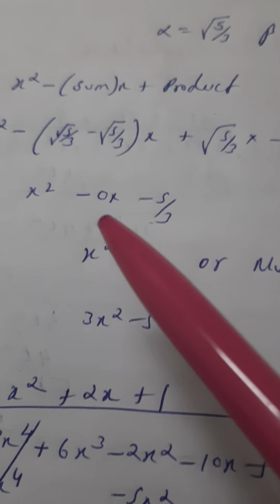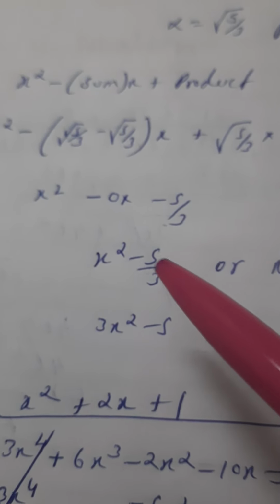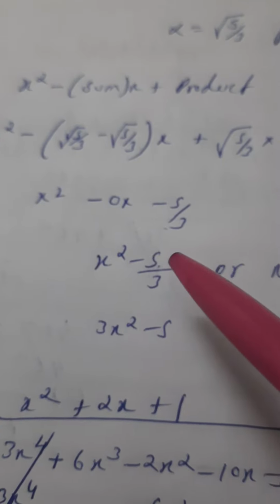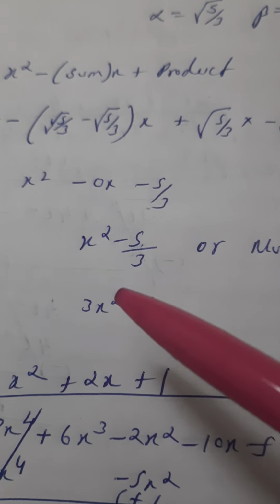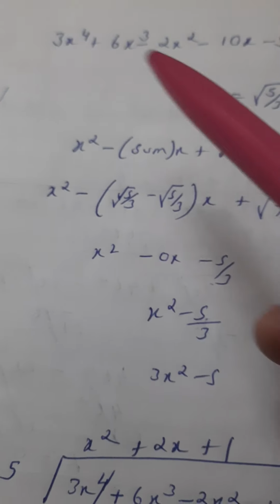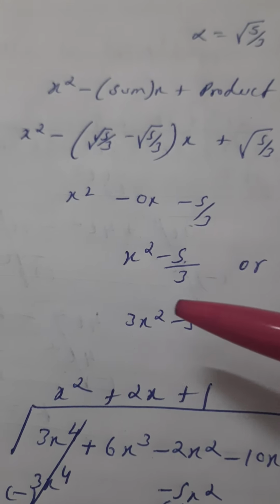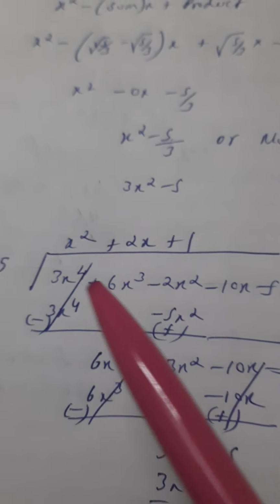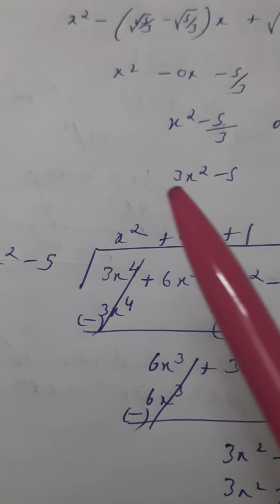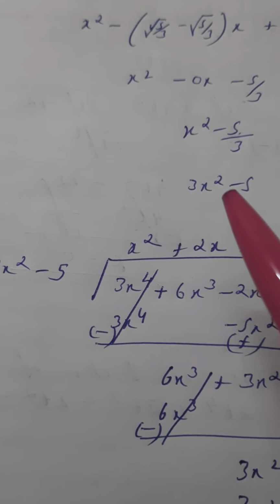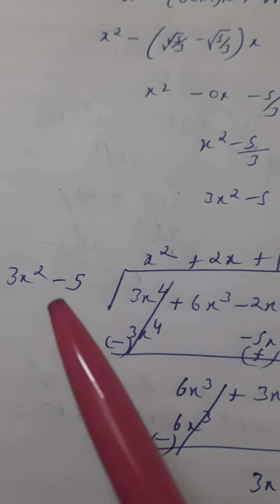So you get a polynomial like this, x square minus 5 by 3. And to avoid this fraction, what we can do is multiply both the terms by 3. So we get 3x square minus 5. Now the next step is that the given polynomial has to be divided by the polynomial we have just found. The polynomial that was given to us is the dividend. And the polynomial we have found by using the quadratic polynomial formula, we will use as the divisor. Now we are going to divide this.